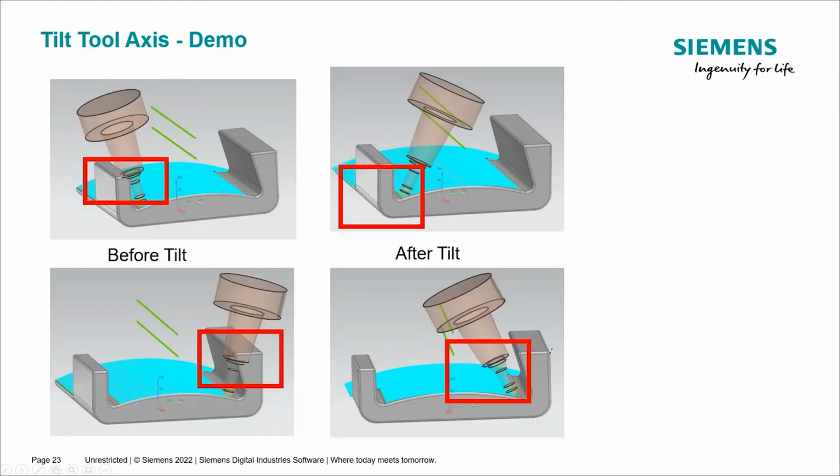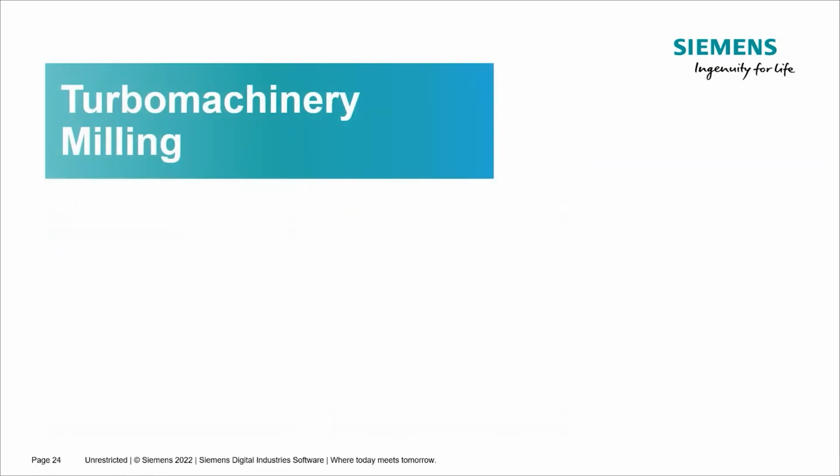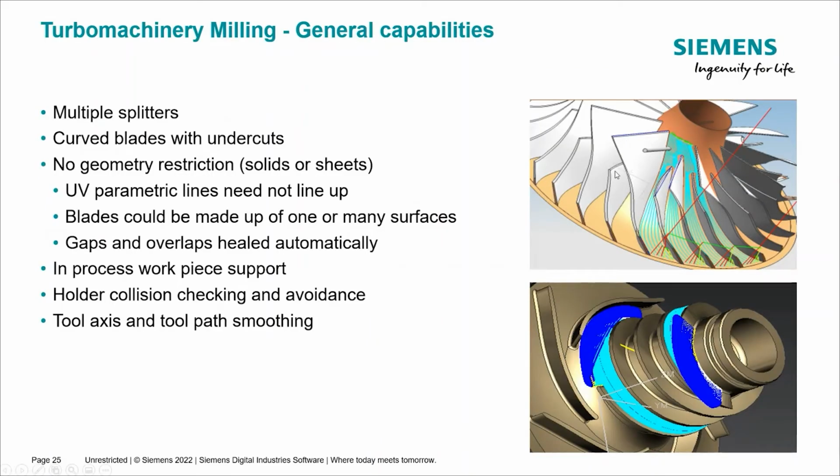The next thing that I wanted to talk about is Turbomachinery. Turbomachinery is for doing impellers and blisks. Basically, you can do impellers with multiple splitters. It'll handle all these curved and weird and wonderful impellers that you would do. There's not any restrictions as far as whether it's solid bodies or sheets. Personally, I like working with solid bodies. I think you run into problems at times with sheets, but we don't have that requirement on the turbo machining.